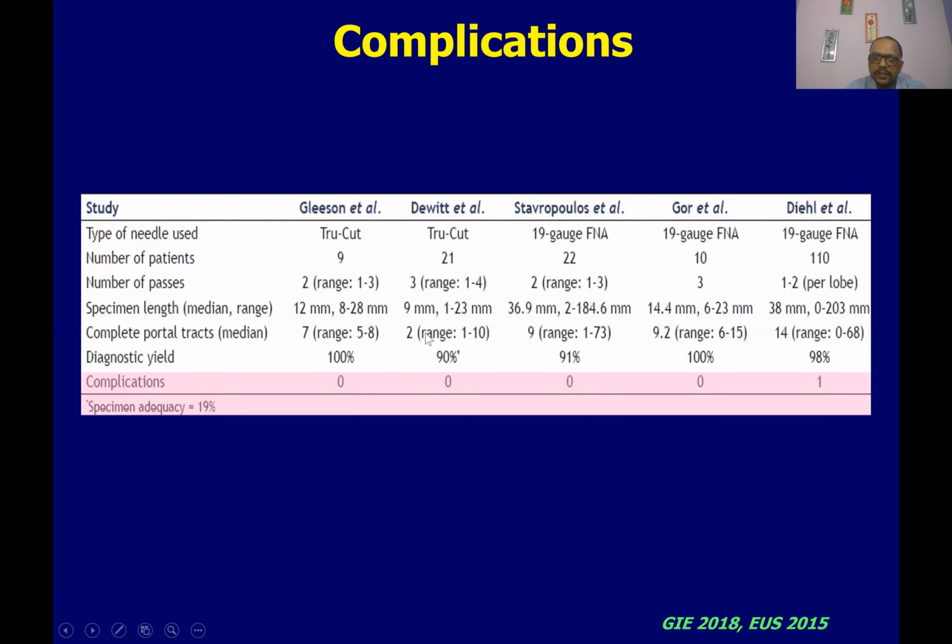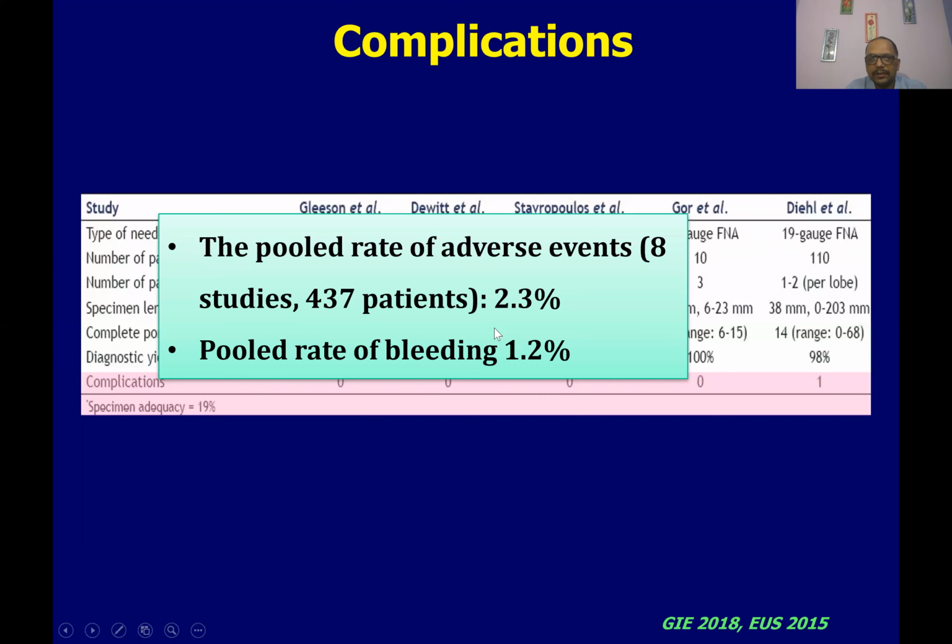What about complications? The studies have shown that the complications with the EUS guided liver biopsy are very low, and the pooled analysis showed that the pooled rate of adverse events, this is the result from 8 studies involving 437 patients, was just 2.3%.